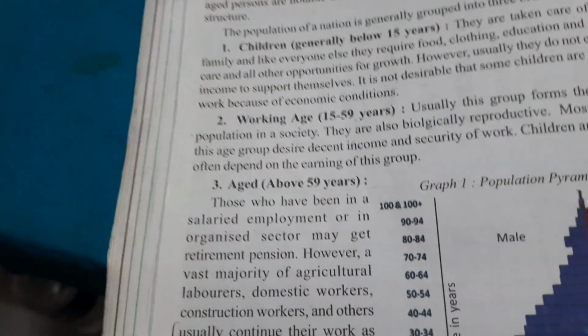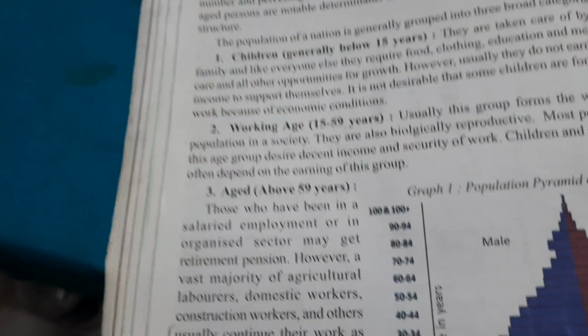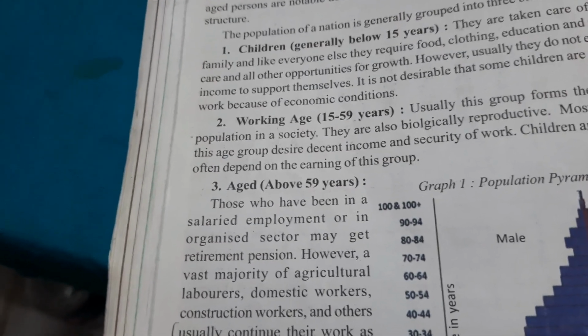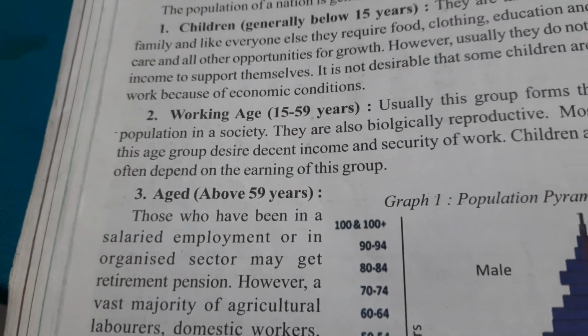So these are the 3 age groups. Now children below 15 years, working age group, and aged people above 59 years. These 3 groups we will find out from the census.